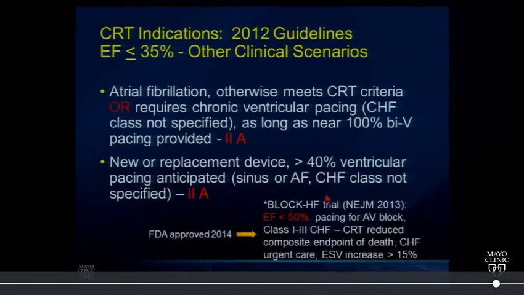Now, I've modified this slide to acknowledge the publication of the Block HF trial in 2013, which is different from the 2012 guidelines in only one way. They recruited patients whose ejection fraction was not less than 35%, but less than 50%. They needed pacing for AV block. They had class 1 to 3 heart failure, and in those patients, CRT reduced the composite endpoint of death, heart failure urgent care, or an increase in end-systolic volume greater than 15%.